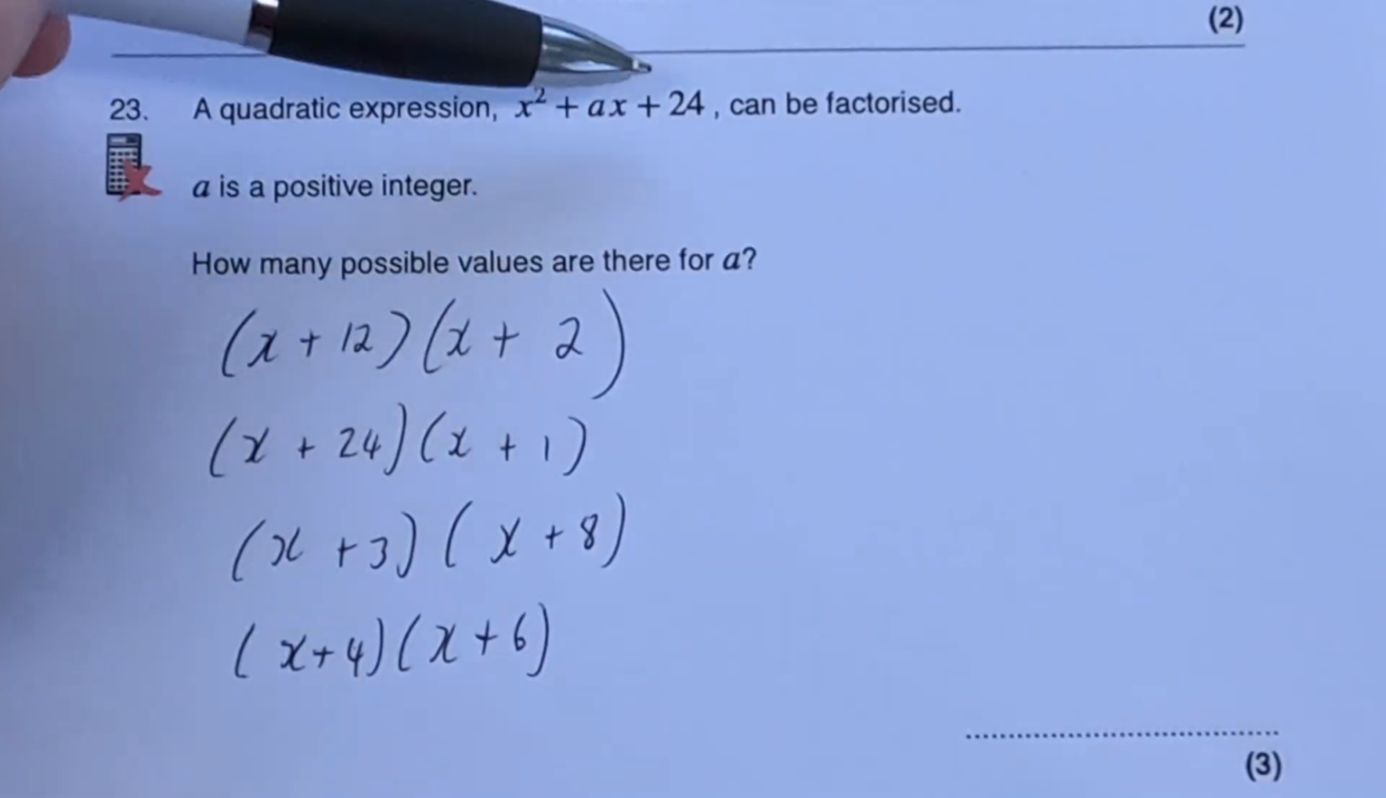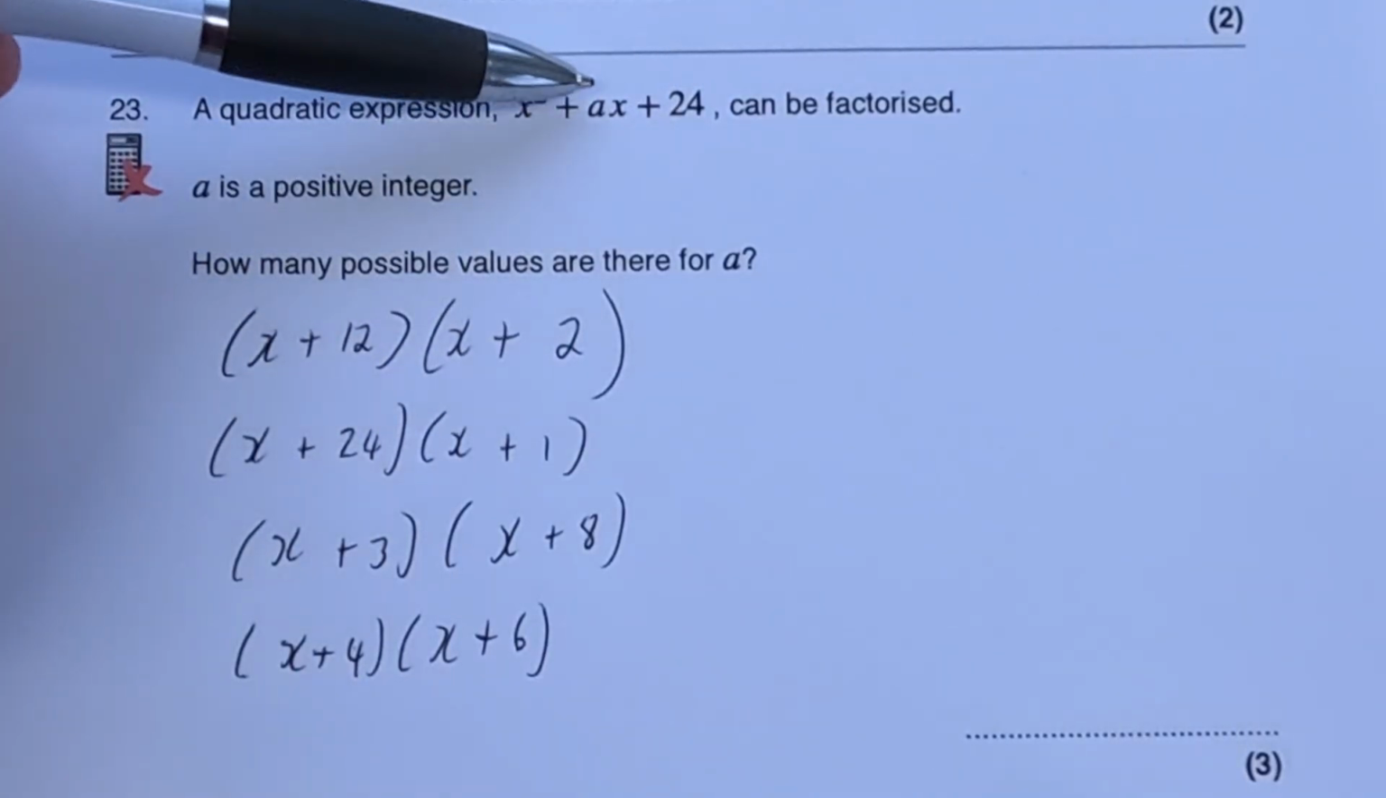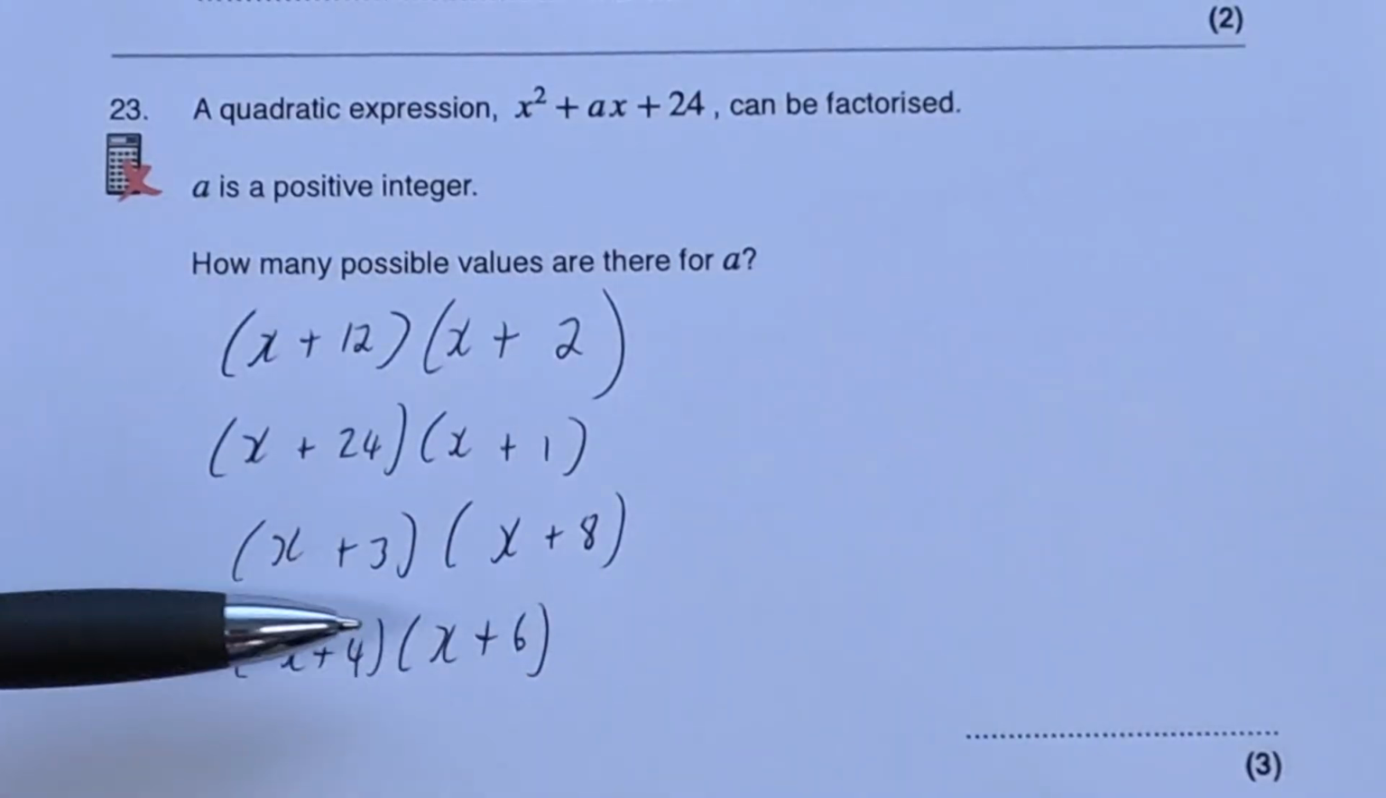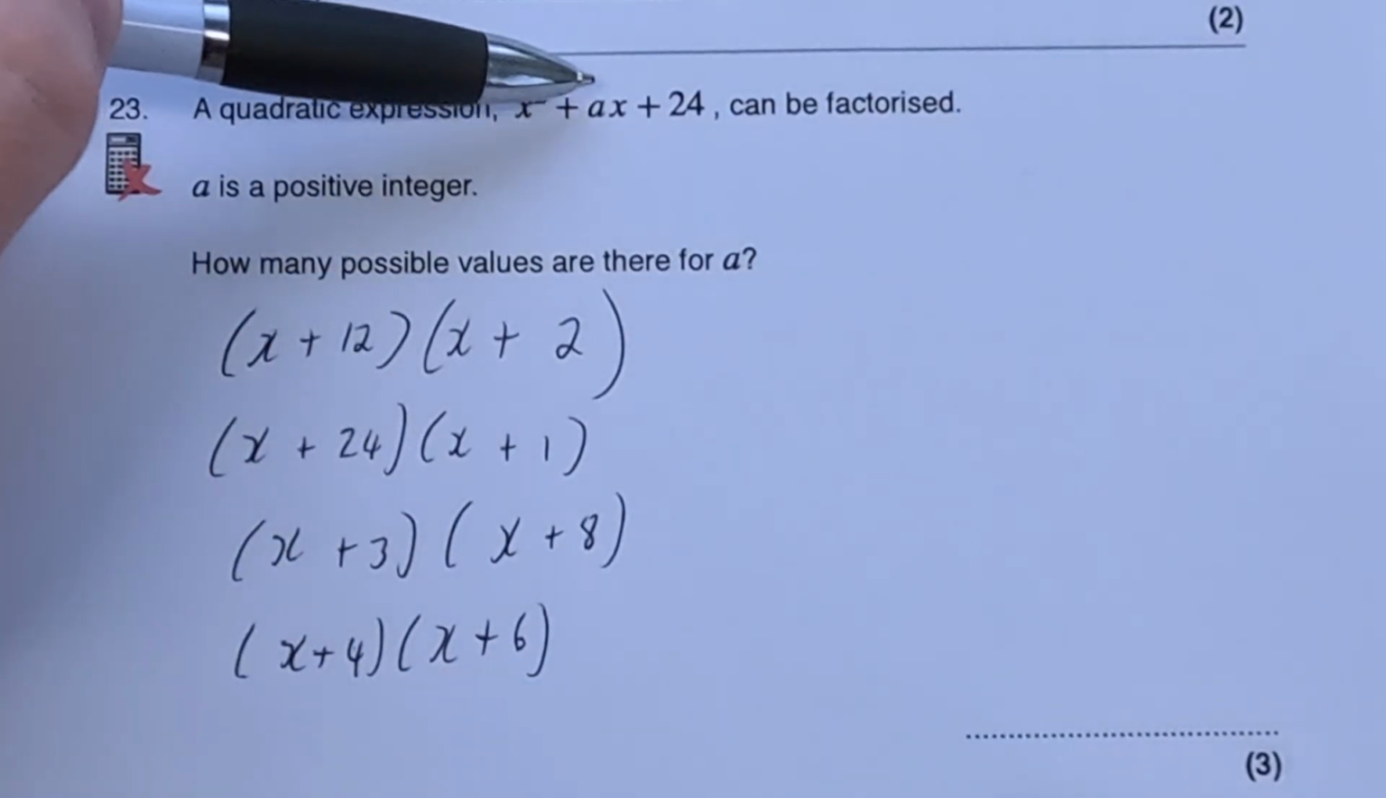It means we can find two numbers that times together to be 24, and they'll add together to be a positive. So they're all our options. Now what we need to do is think what these possible values can be.